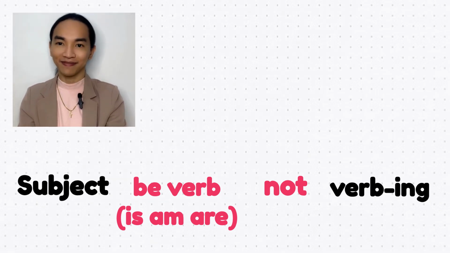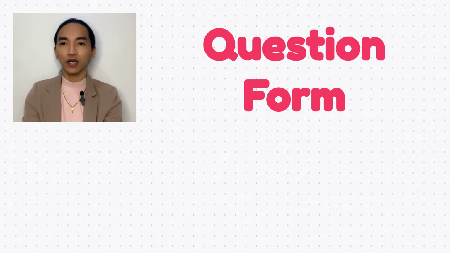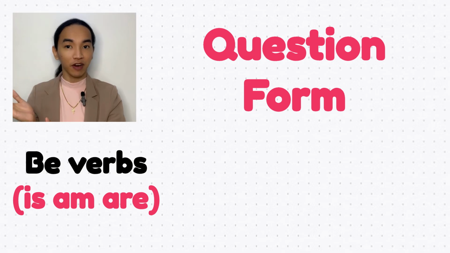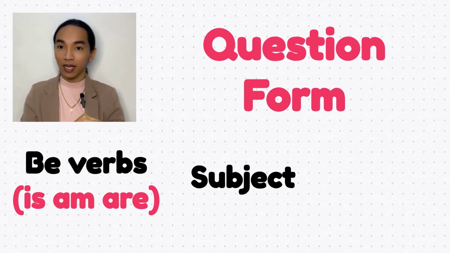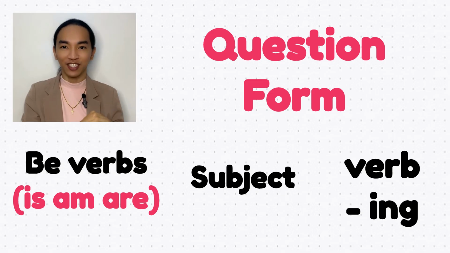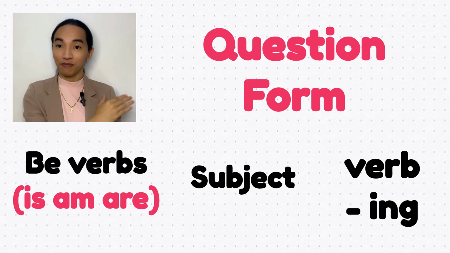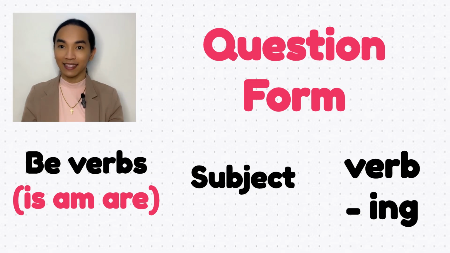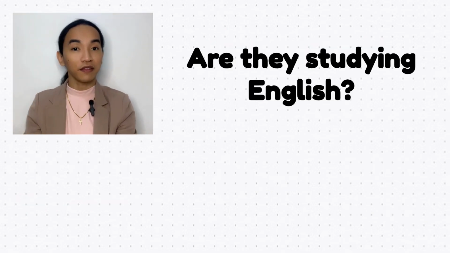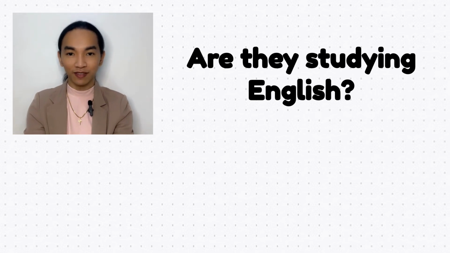Perfect. Good job. So lastly, we are going to talk about how to make the question in present continuous tense. Now it's also easy. Remember, your questions in present continuous tense always start with the be verb plus your subject plus your verb ing. It's very easy, isn't it? Again, your be verb plus your subject plus your verb ing. Examples. Are they studying English?